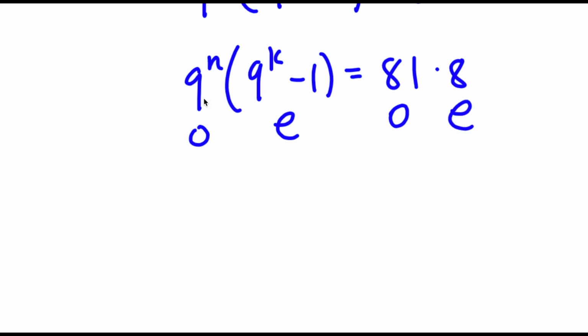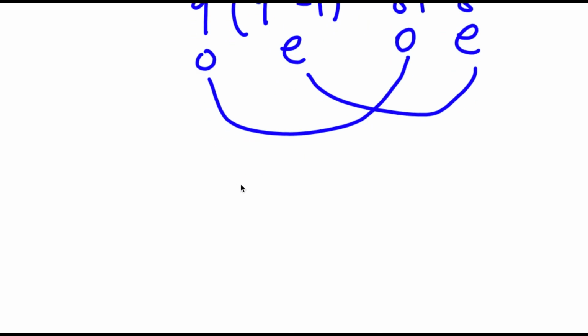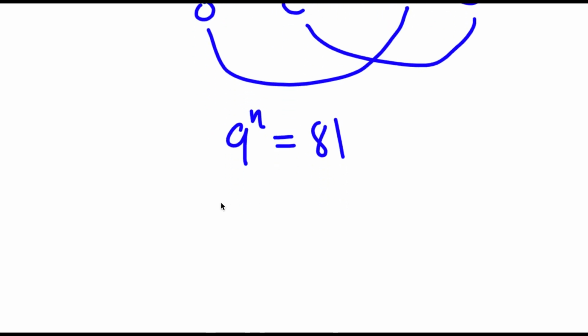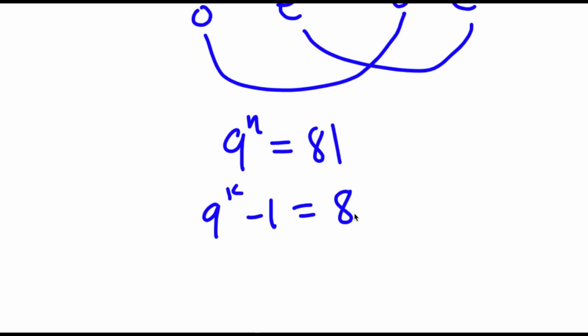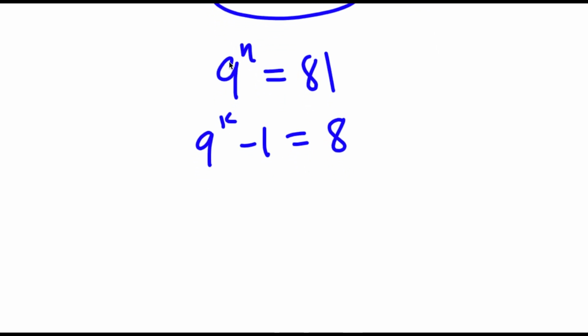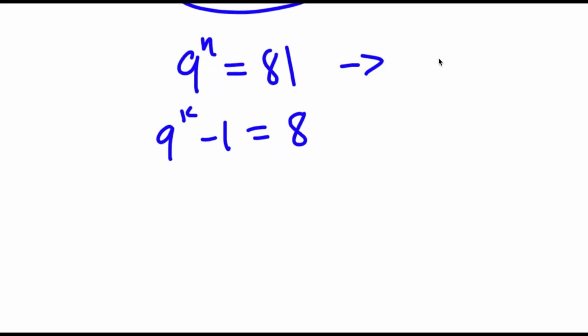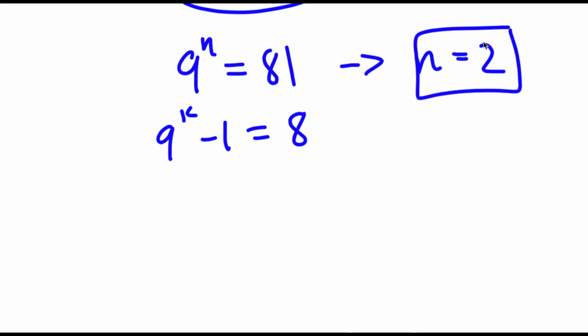And notice how we have something in the form a number times another number is equal to another number times another number. It's an odd number times an even number is equal to an odd number times an even number. Meaning we can set the odd numbers equal to each other and the even numbers equal to each other. So now I have 9 to the power of n is equal to 81, and I have 9 to the power of k minus 1 is equal to 8. So for 9 to the power of n equals 81, n is obviously equal to 2 because 9 to the power of 2 is equal to 81.